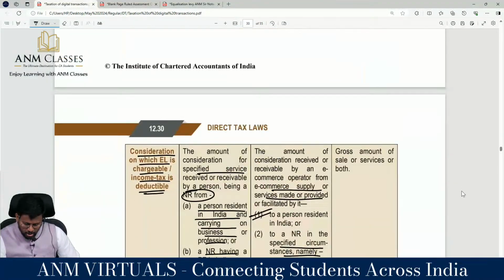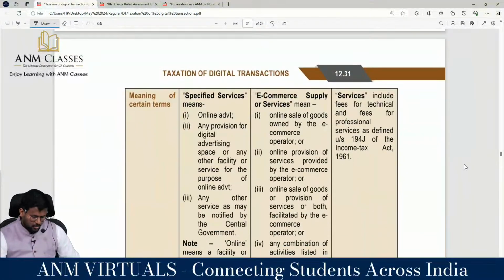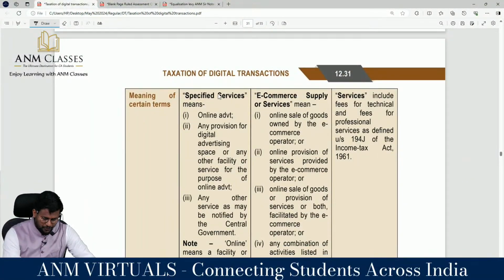Here, sir, on the gross amount of sale or service or both, the e-commerce operator is liable to deduct TDS at the rate of 1%. What is the meaning of certain terms? They are going to give the definitions.